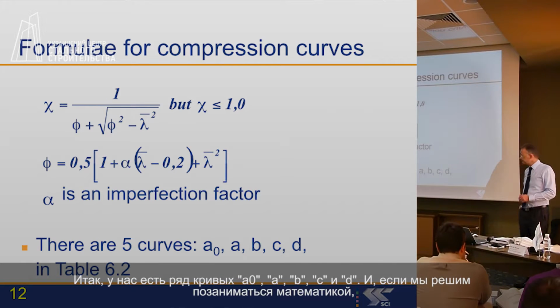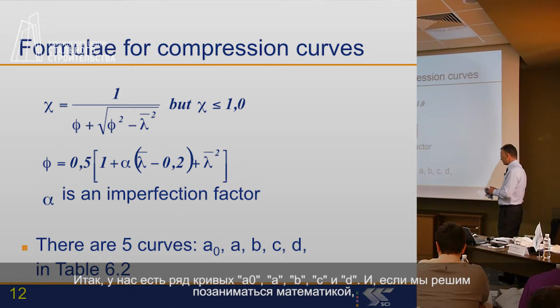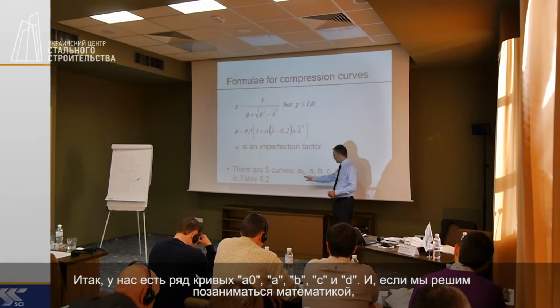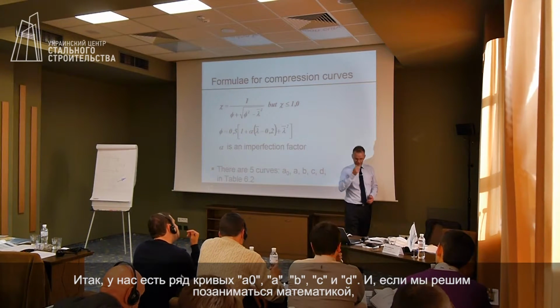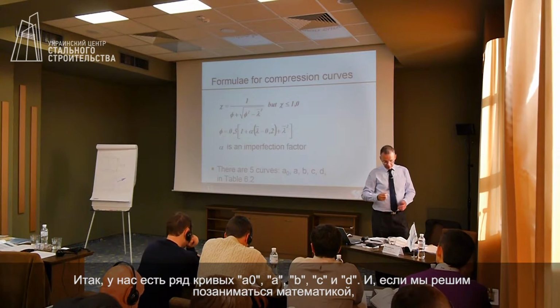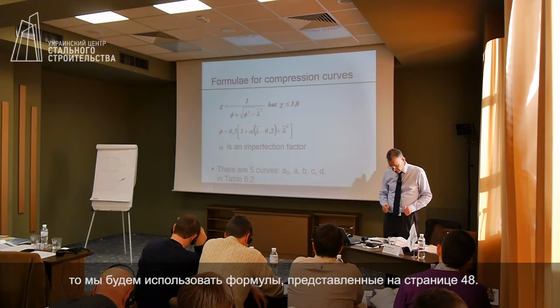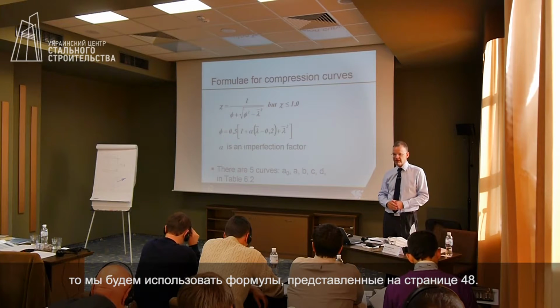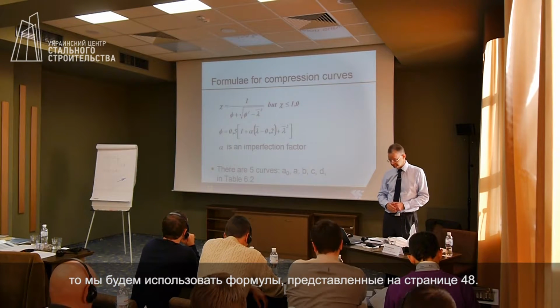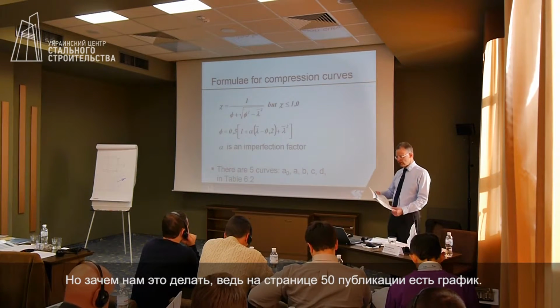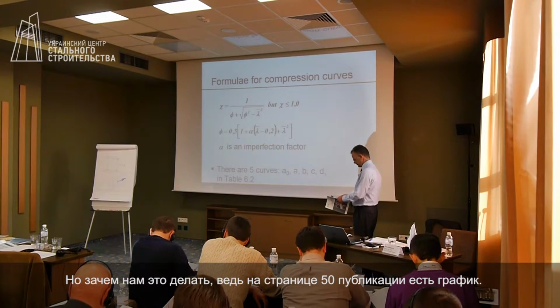So then we have a number of curves: A naught, A, B, C, or D. And if we feel mathematical, we would then use the expressions halfway up page 48. But why would anybody want to do that?